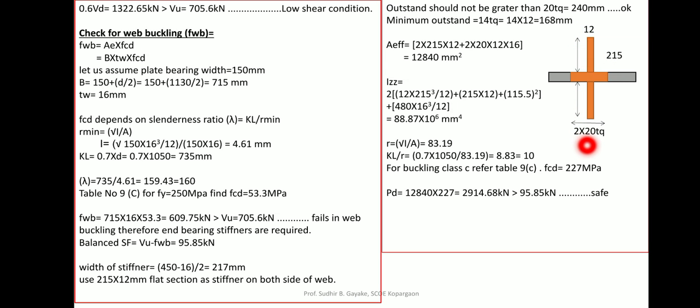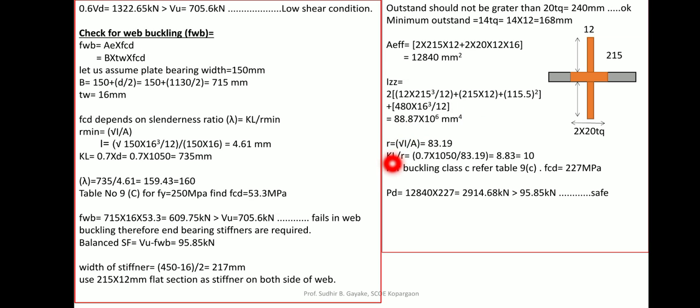Now the effective area for this calculation can be calculated: 215 into 12 into 2, plus 2 into 20 into 12 into 16. For this core area, 16 is multiplied because the thickness of web is 16. Similarly, for this you calculate the moment of inertia. Again by the parallel axis theorem, the distance between the two parallel axes will be 215 by 2 plus tw by 2, that is 16 by 2, which gives 115.5 squared. So the moment of inertia I am getting is 88.87 into 10 raised to 6.